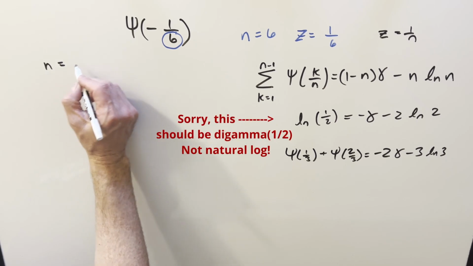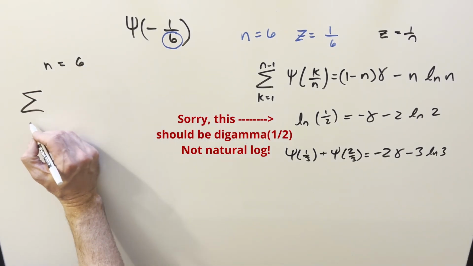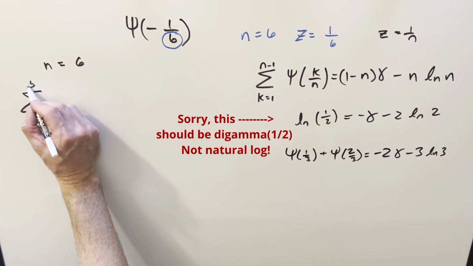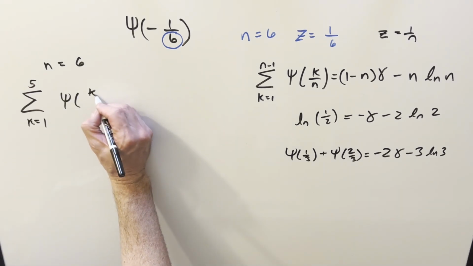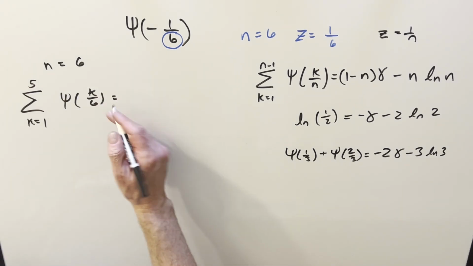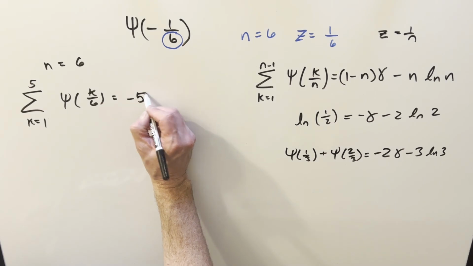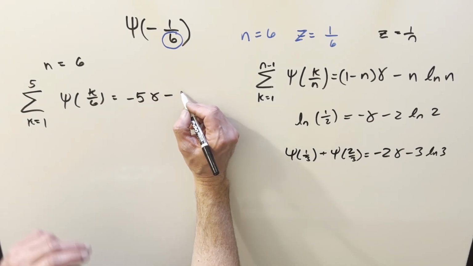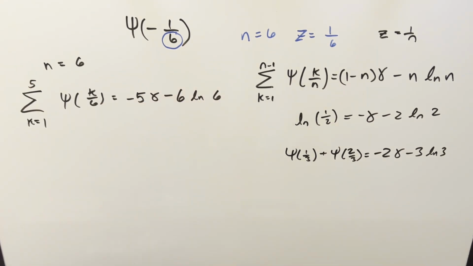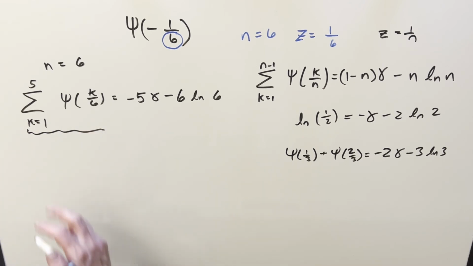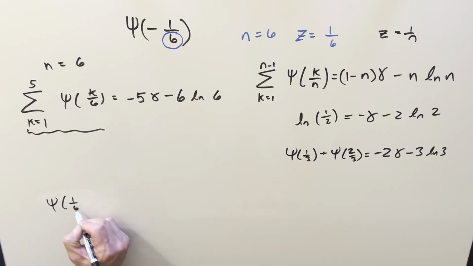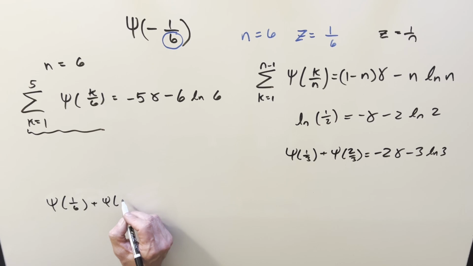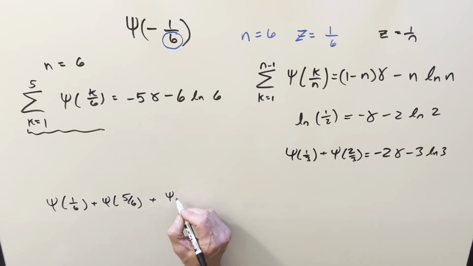Okay, now we'll look at our n equals 6 case. So what's going to happen now, we've got our sum going from 1 to 5. Digamma k over 6 on the left side. Then for our equation, 1 minus n, so we have minus 5 times the Euler-Mascheroni constant minus 6 ln 6. But now this left side's getting kind of complicated, so I'm going to write this out of order. So what I'm going to do is the first and last terms first. So we're going to have digamma 1/6 plus digamma 5/6. Then digamma 2 over 6 is digamma 1 over 3.